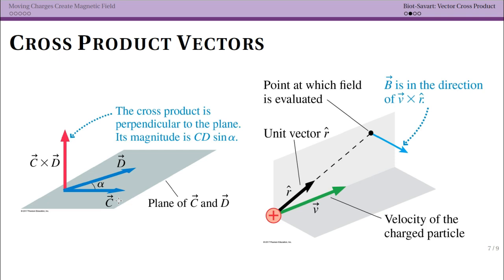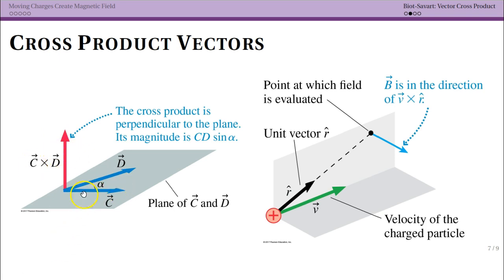Their cross product is perpendicular to that plane, and the magnitude is given by the magnitude of each of these vectors multiplied by sine of the angle between them. The book here is using alpha for the angle between them, where before I was using theta. But note that it is perpendicular to the plane that they make, and that's usually going to be enough information to figure it out, as long as you're then careful about does it go up or does it go down. And that's where you can use your right-hand rule.